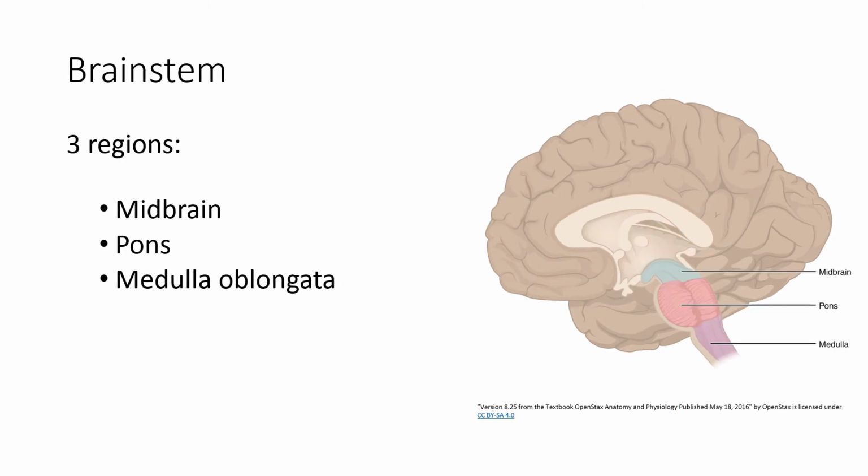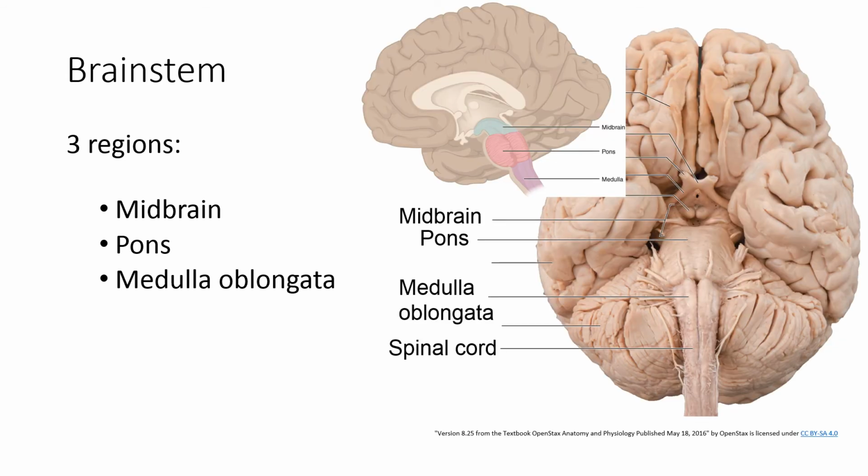Inferior to the diencephalon is the third area of the brain, the brainstem. It's composed of three primary regions. You have the midbrain, the pons, and the medulla oblongata. So the brainstem primarily controls automatic functions that are essential for human life.